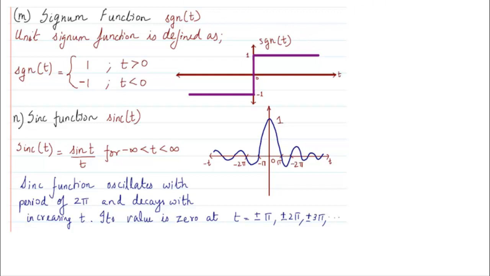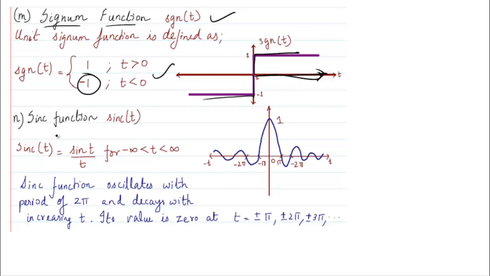Another important signal is the signum function. A signum function is basically, just like you have the unit step, for positive values of t from 0 onward you have a plus 1, and here instead of having a 0 you are having a minus 1. So the definition is just like u of t, but instead of having a 0 you are having minus 1. This is called a signum function.